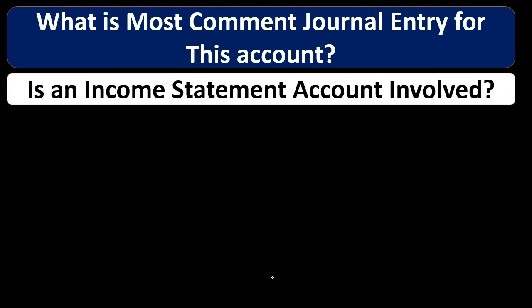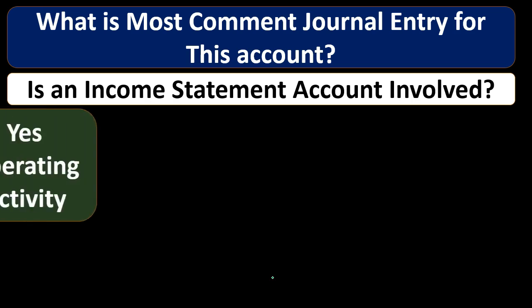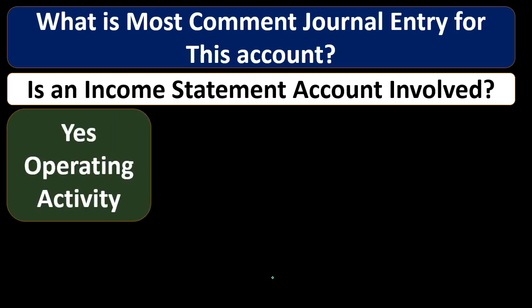Once we know the most common journal entry, then we're going to ask, is an income statement account involved? So when we think about whatever account we're dealing with, we'd write down the journal entry and say, okay, is there an income statement account involved? Is there a revenue account or an expense account involved? If the answer is yes, then the change we're dealing with is probably something that should be in the operating activities. Because remember, the operating activities is kind of like the income statement on a cash basis. So if this change has something to do with the income statement, then it's going to be something in the operating activities typically.